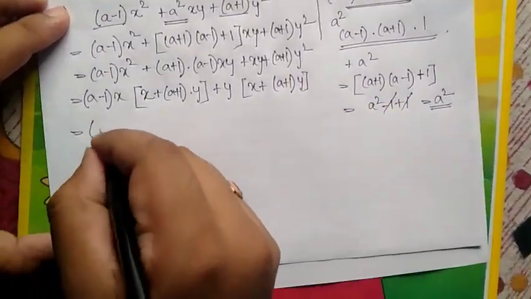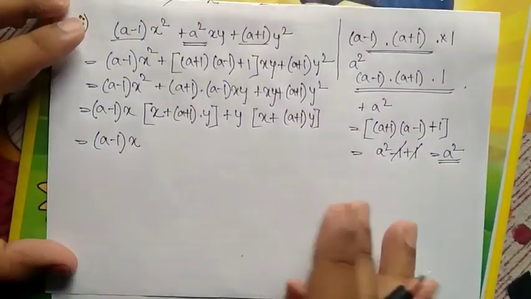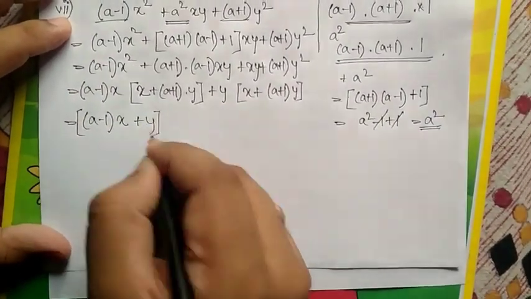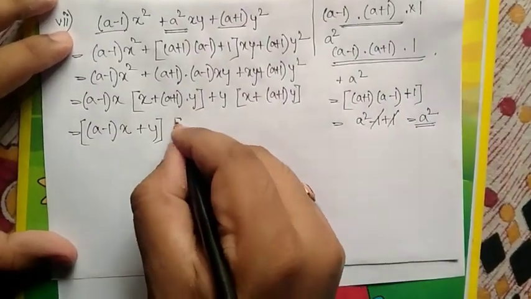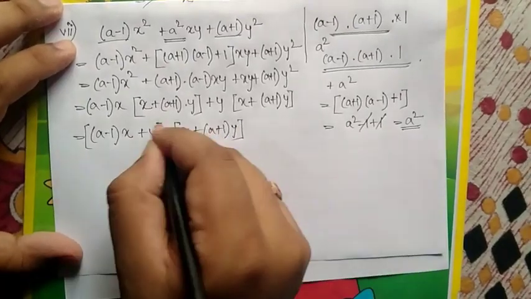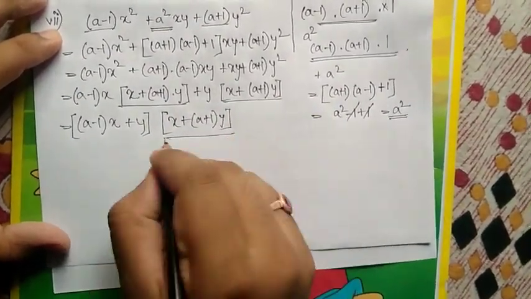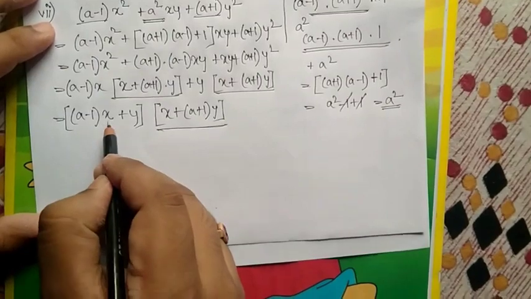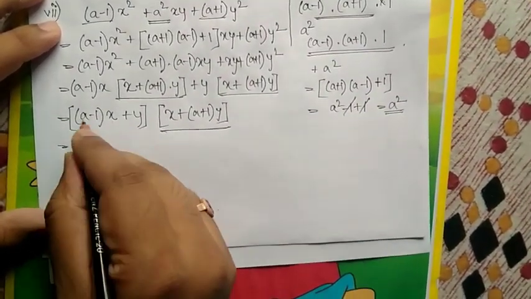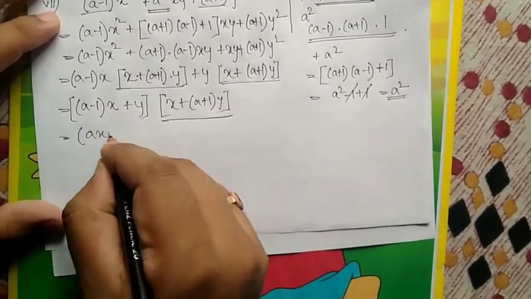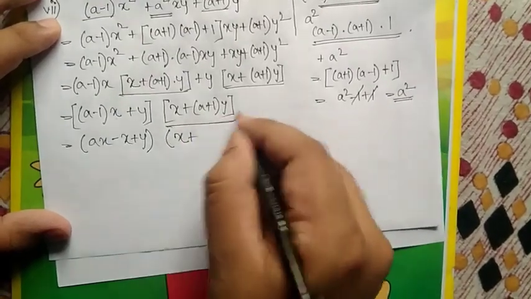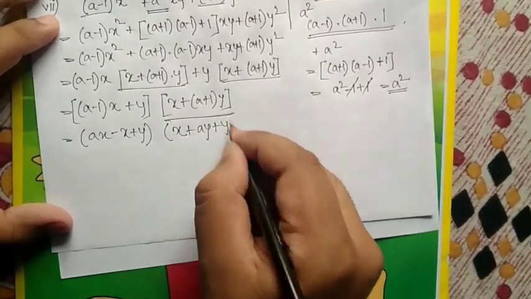So therefore a minus 1 into x plus y, x plus a plus 1 into y. If we take common these two terms, the remaining term is a minus 1 into x plus y. Now opening those brackets we can get a into x, ax minus 1 into x, minus x plus y, and after that x plus a into y, ay plus y. This is the answer.